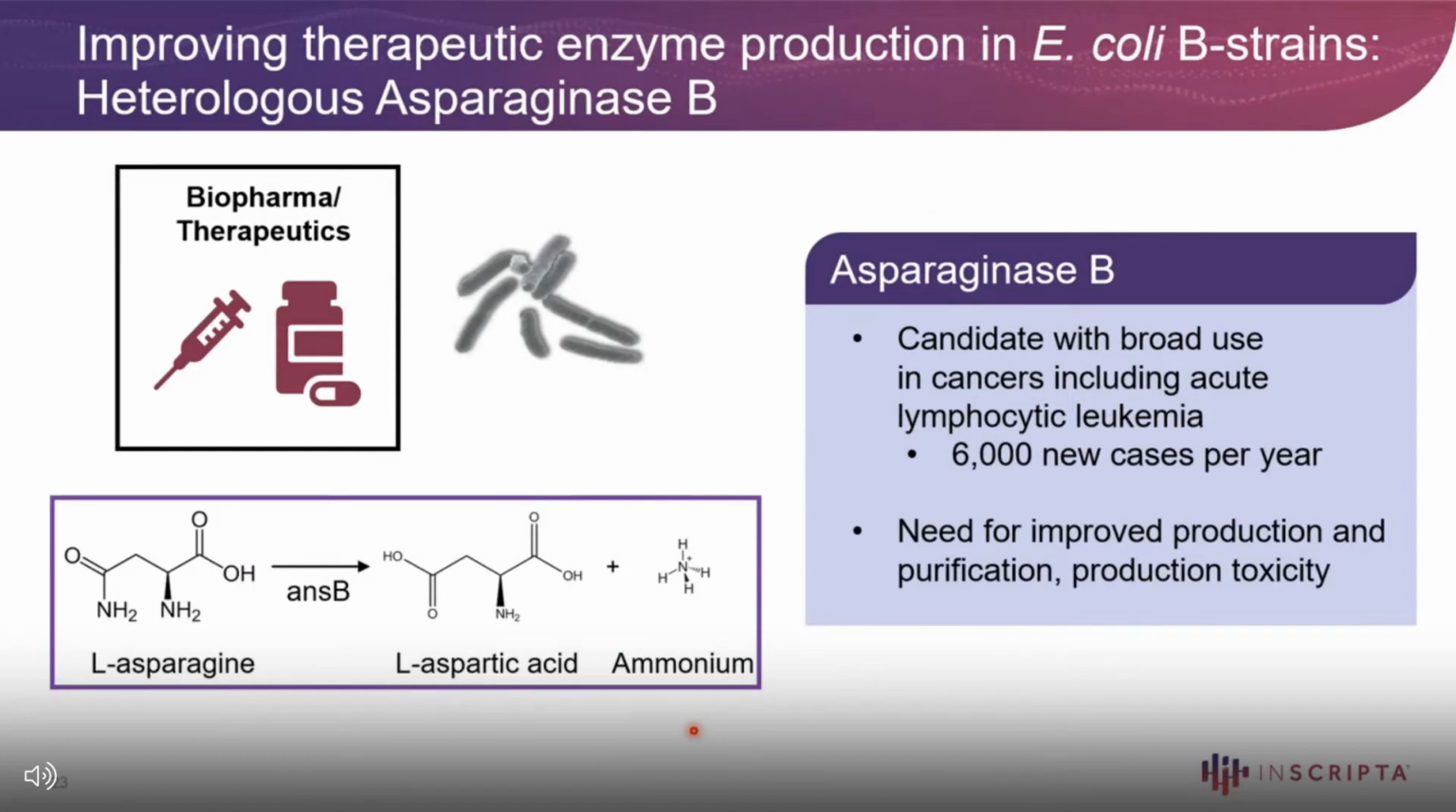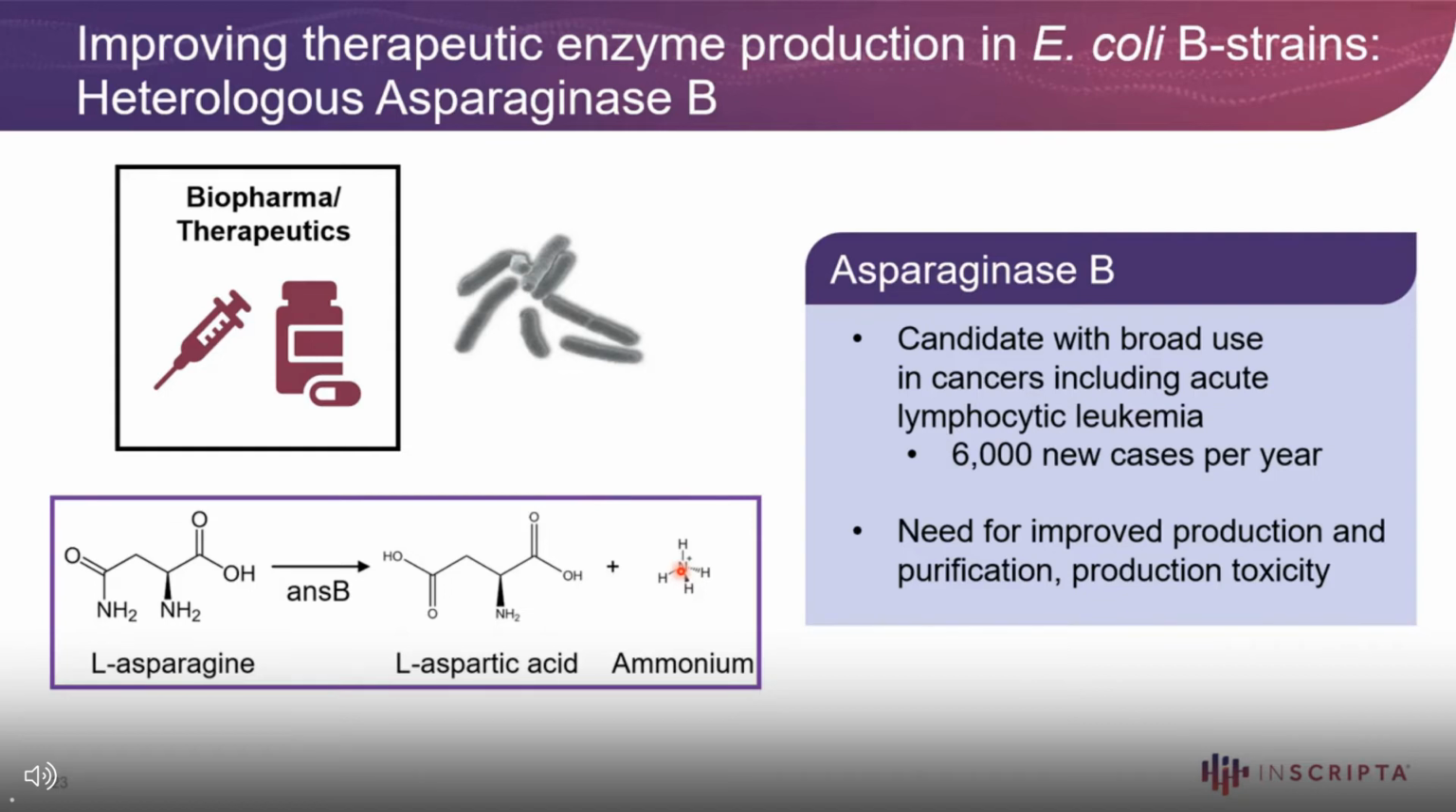Okay, now I'm going to switch gears and talk about another project that we worked on, where we wanted to improve the production of a protein called Asparaginase B. This is really important for the biopharma and therapeutic space. And we decided to do this in E. coli using a B strain. The enzyme asparaginase is involved in the conversion of asparagine to aspartic acid and ammonia. And this enzyme is actually important for cancer therapeutics.